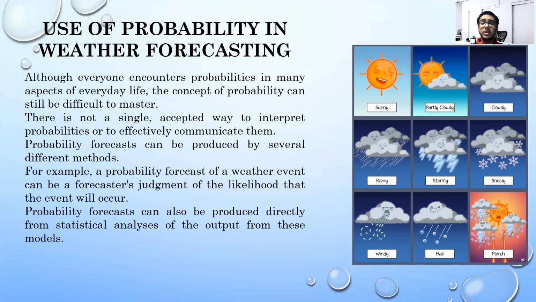For example, a probability forecast of a weather event can be the forecaster's judgment of the likelihood that the event will occur. The forecaster thinks that it will be sunny tomorrow. That's a probability forecast. A probability forecast can also be produced directly from statistical analysis of the output from models. Like you analyze the previous 10 days' results and you predict the next day's result.